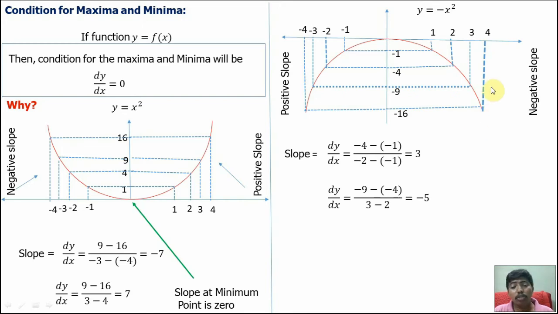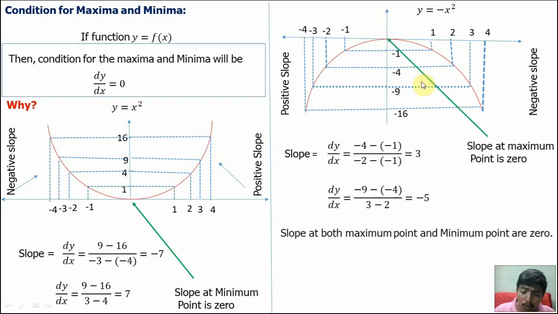That means the slope changes from positive to negative. At the maximum point, the slope will be 0. So the slope at both the maximum point and the minimum point is 0. That means the first derivative is 0. There is no change of y with respect to change of x.